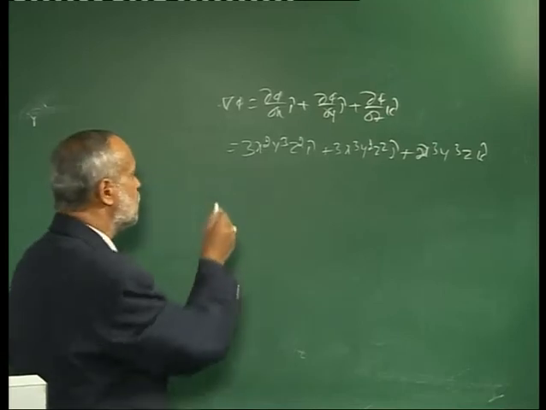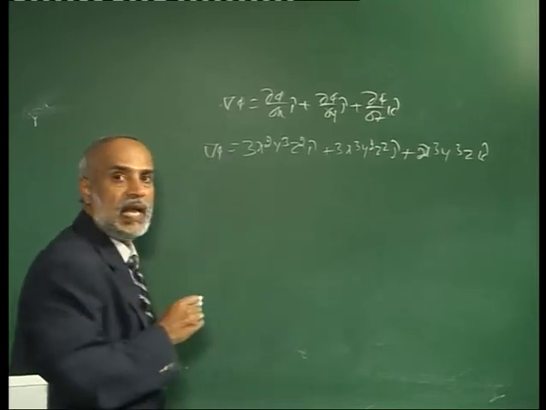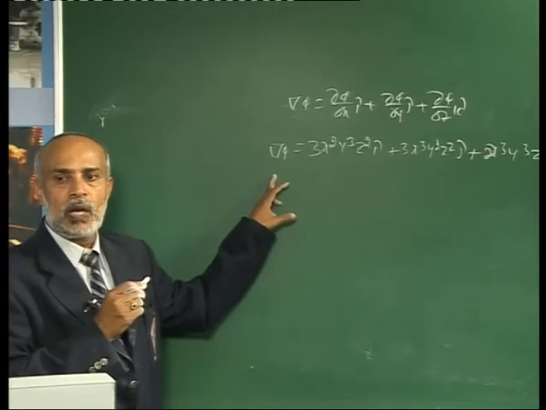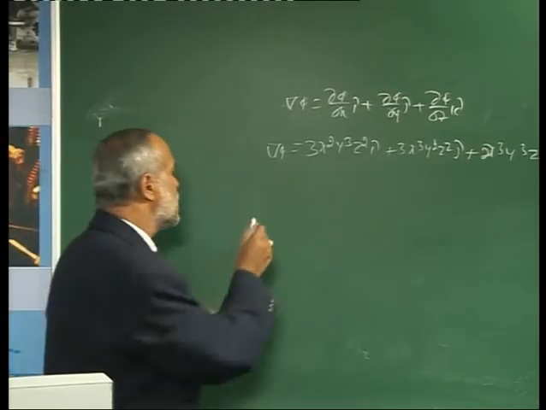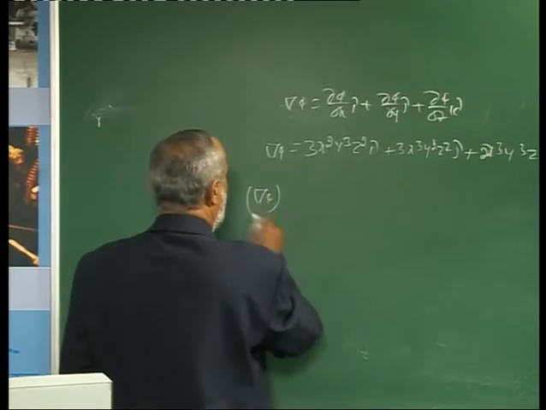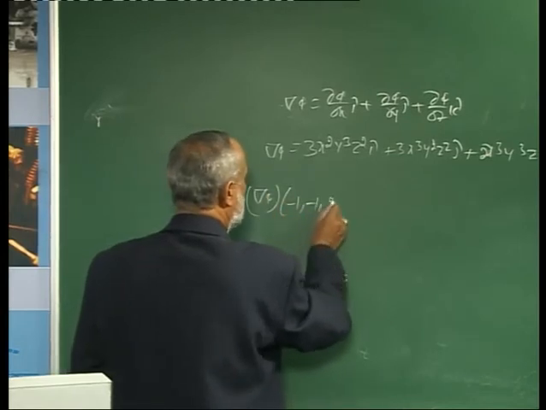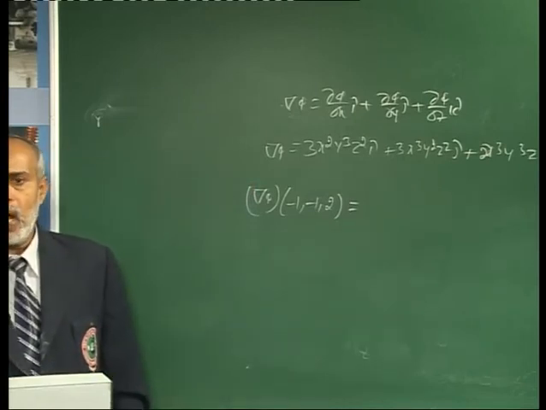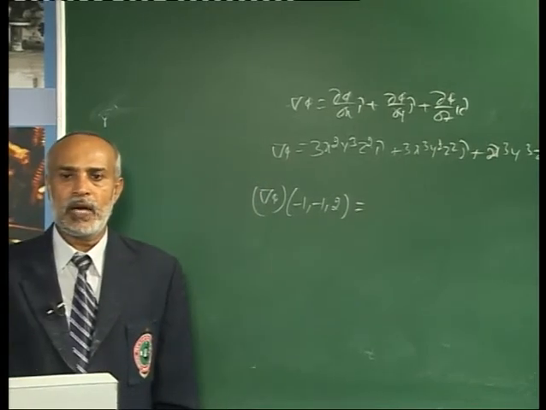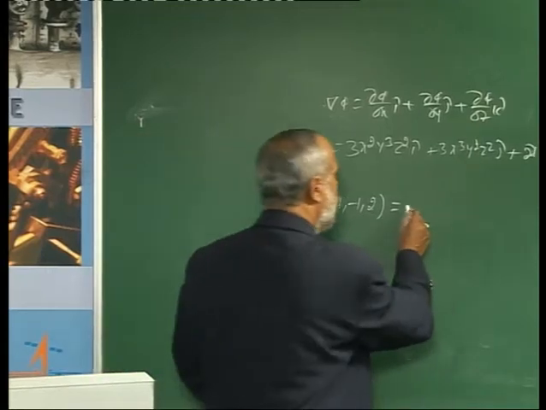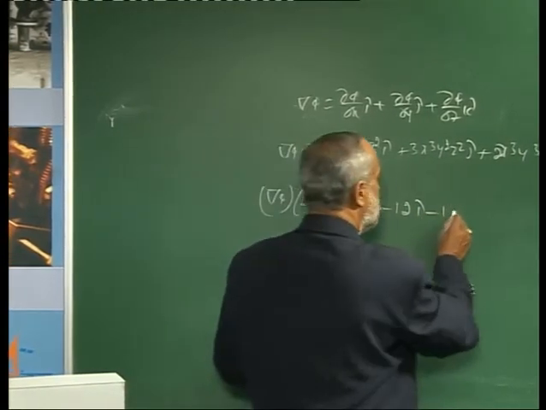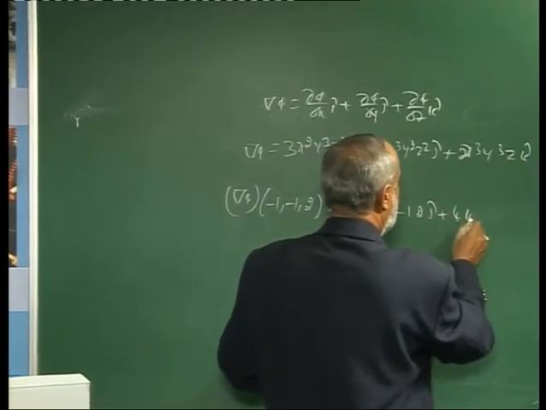This is the gradient of phi. After getting the gradient of phi, you can substitute the values -1, -1, 2. This is the gradient of phi at the point (-1, -1, 2). That means you have to replace x by -1, y by -1, z by 2. That is equal to -12 i cap - 12 j cap + 4 k cap.